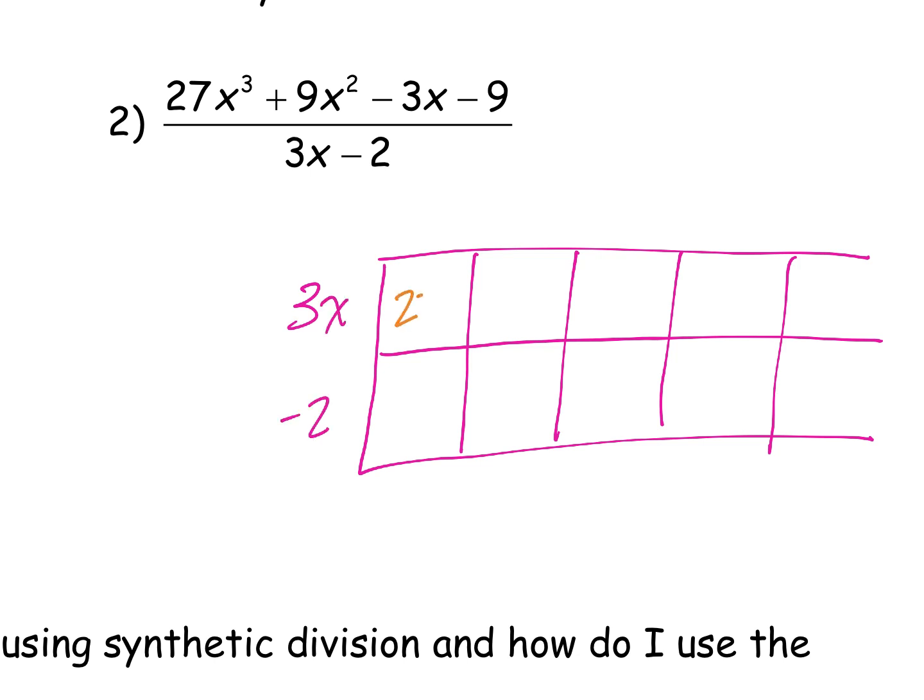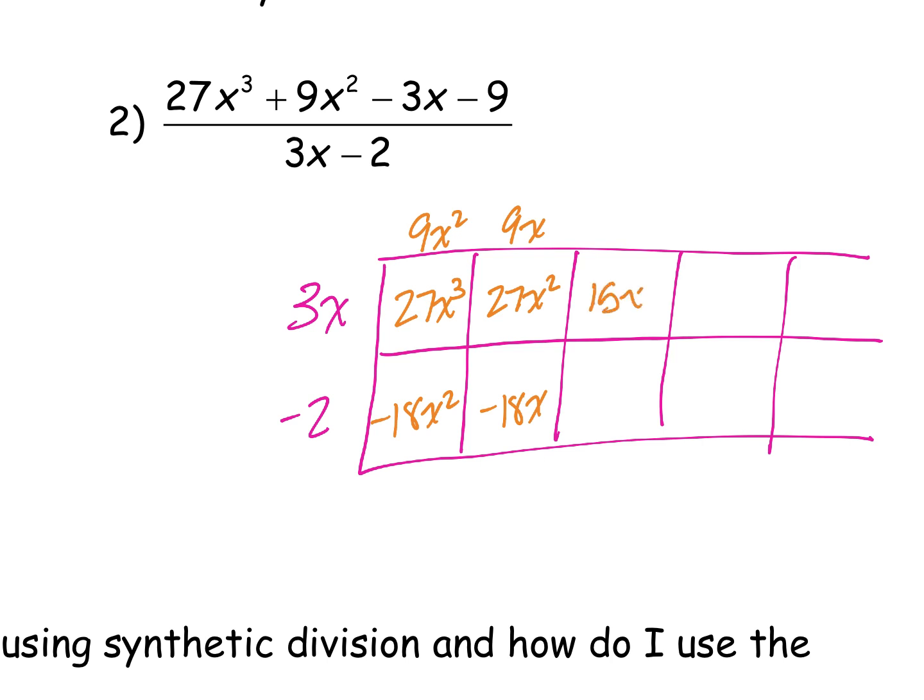Okay, so 27x cubed. What times 3x gives me 27x cubed? 9x squared. That's negative 18x squared. What do I add to negative 18x squared to get 9x squared? 27x squared. And then again, that's 9x. So that will give me negative 18x.